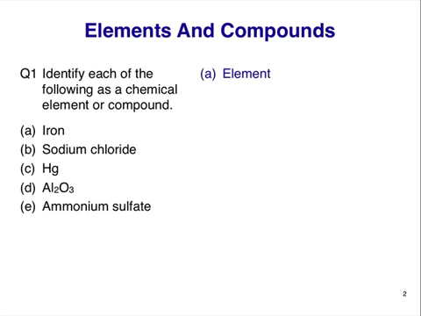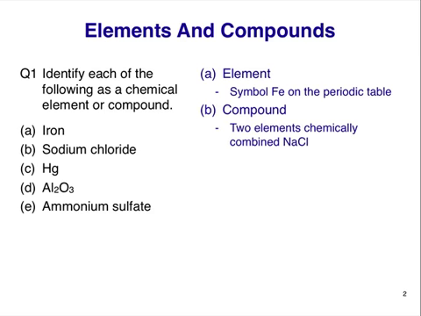Ready? The first substance is an element. It is one of the substances whose symbol, Fe, is on the periodic table. All substances on the periodic table are elements. Sodium chloride is not found on the periodic table, so it cannot be an element. Sodium and chlorine are found on the periodic table, and this name combines these elements just like a chemical compound, which is two or more elements chemically combined.